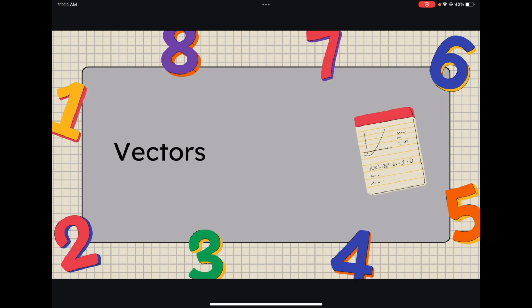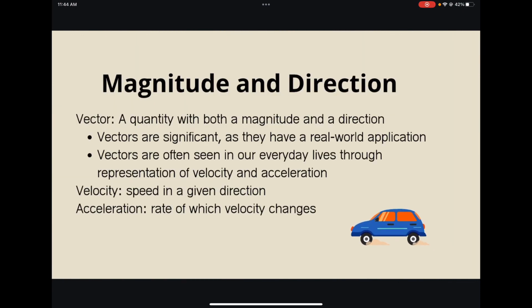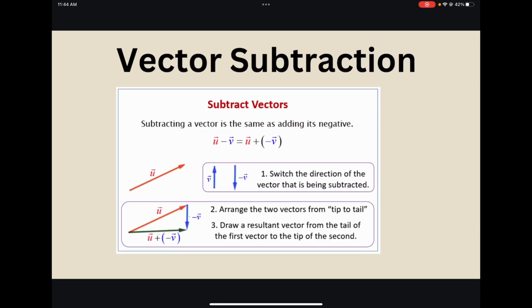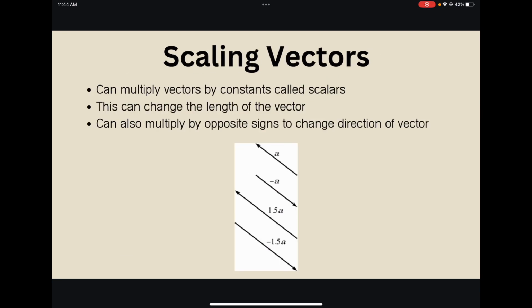We also covered vectors in our lesson, and to start off the lesson on vectors, we gave a definition, which is a quantity with both a magnitude and a direction, and we connected it to the real world by making a connection to velocity and acceleration. We went over vector addition and vector subtraction, and also scaling vectors and how we can scale a vector to change the length, or we can also change the direction of the vector.